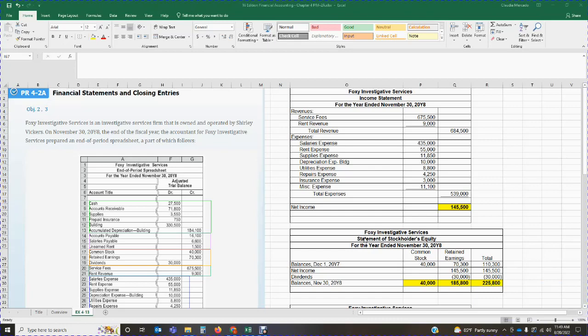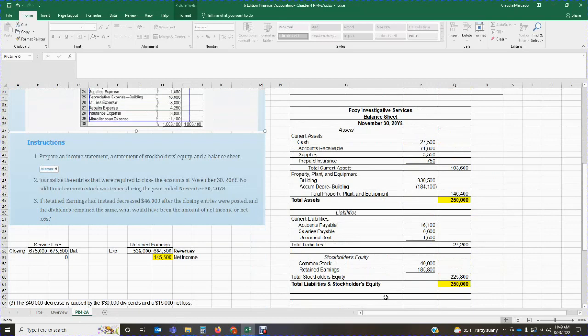Okay, that is basically it for this problem, and I forgot to change this down here. This is problem 4-2A. There we go. Made the correction. Okay, so this is problem 4-2A, financial statements and closing entries.